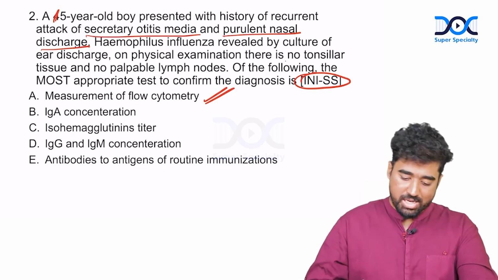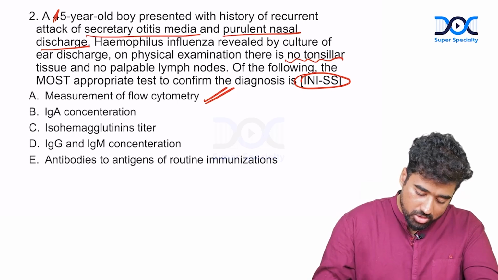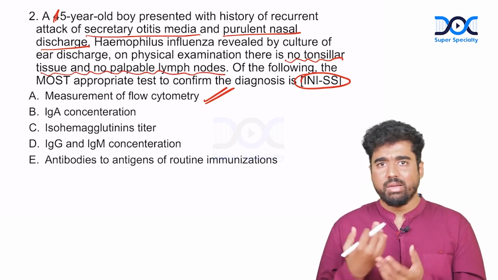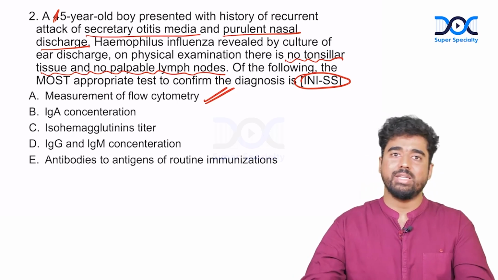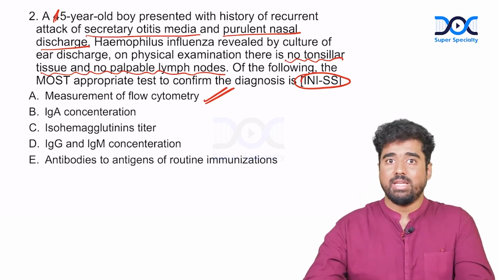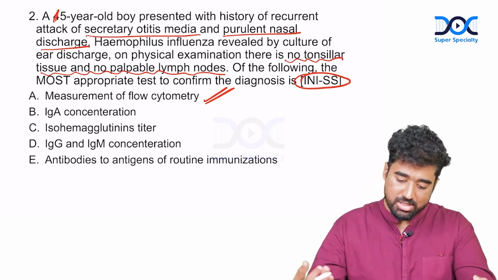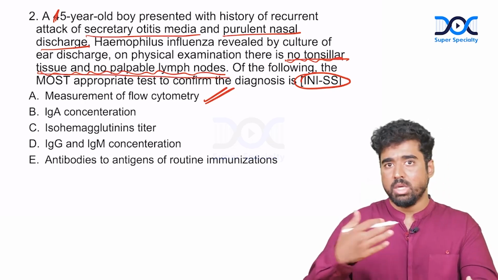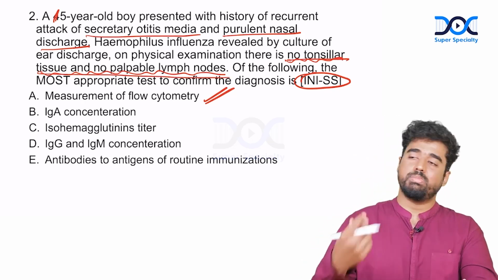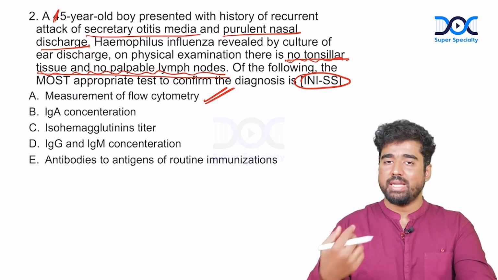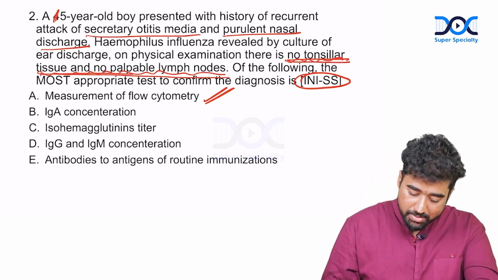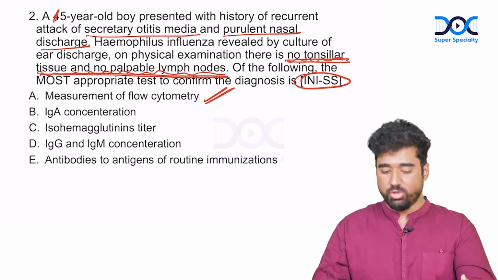And the most important finding here is that there are no tonsillar tissue and no palpable lymph nodes. So you usually expect lymphadenopathy to occur, especially in small children, and especially when there is a sinister infection like Haemophilus influenzae. But here you don't see any tonsillar tissue. In fact, you don't see it in the sense the patient might have undergone a laryngoscopy or a pharyngoscopy, and there no tonsillar tissue might be seen and no palpable lymph nodes were there.